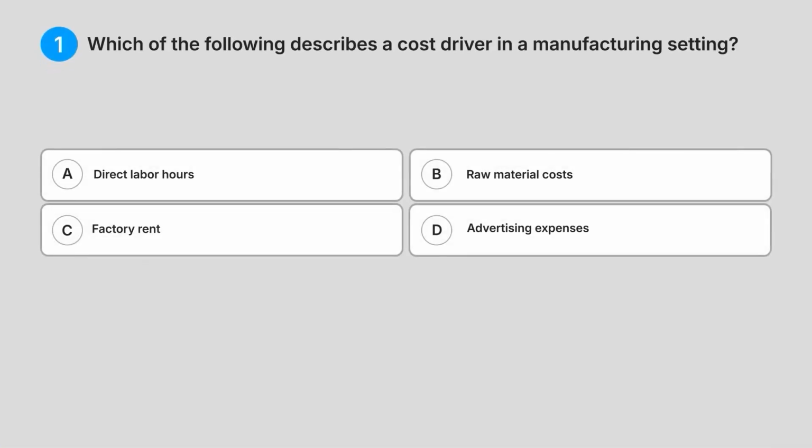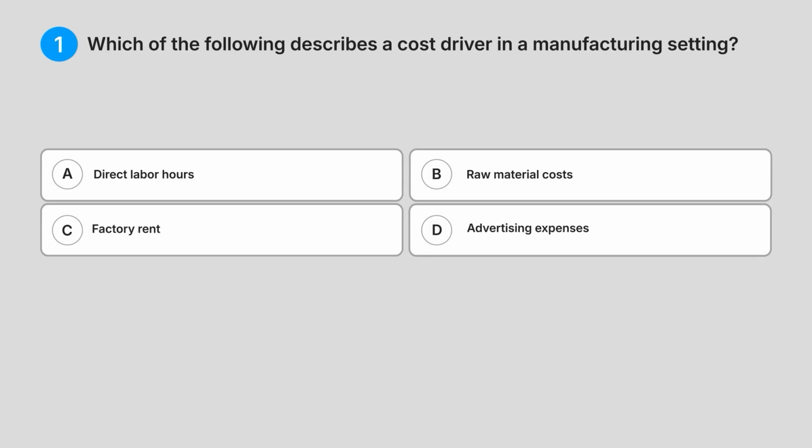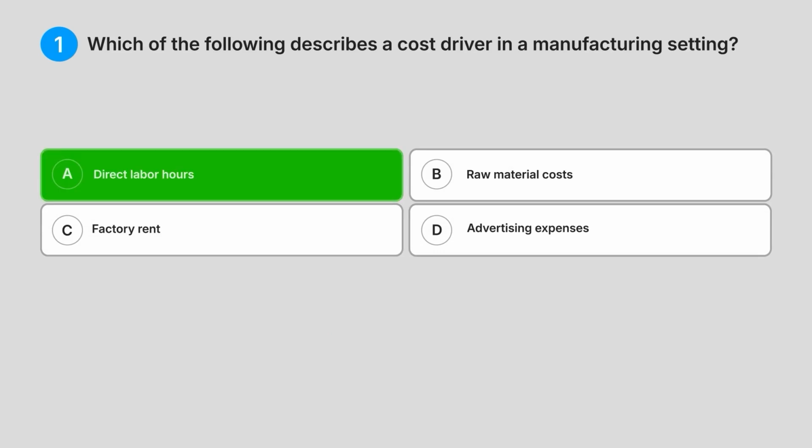1. Which of the following describes a cost driver in a manufacturing setting? A. Direct labour hours. B. Raw material costs. C. Factory rent. D. Advertising expenses. What do you think is the answer? Correct answer, A. Direct labour hours.